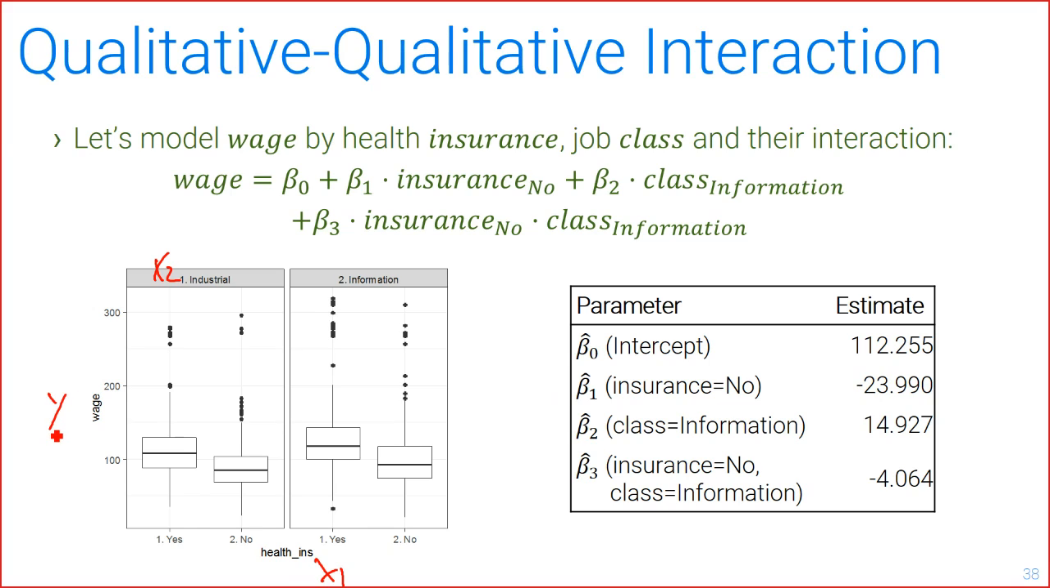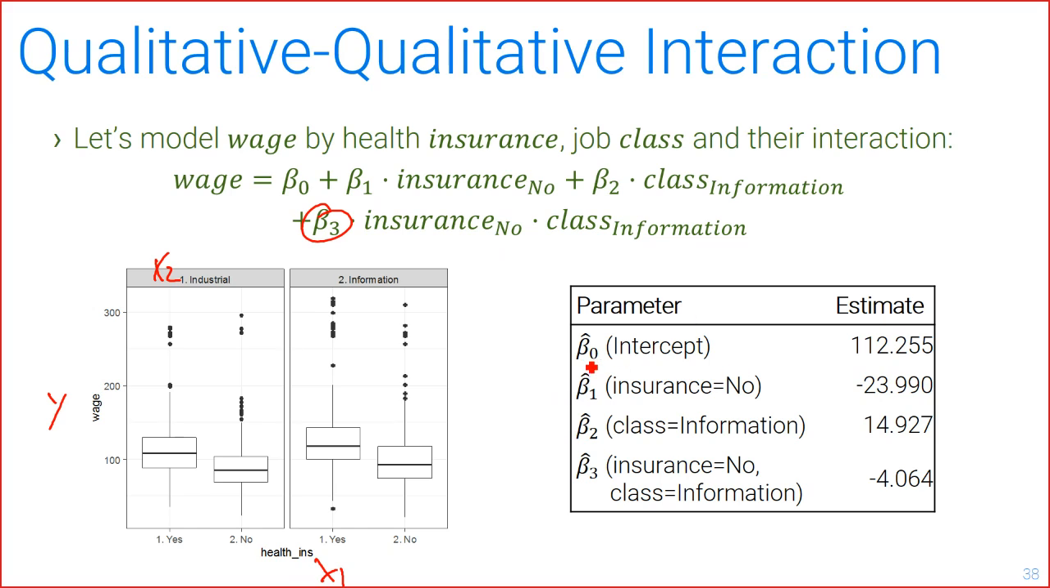So what is the model? If we want to include the interaction, we see again we have the common intercept, the main effect of insurance, the main effect of the class of job, information technology in this case, and then we have this third coefficient for the interaction, the specific case in which there's no insurance and the employment is about IT. So if we fit the model, we have the following estimates.